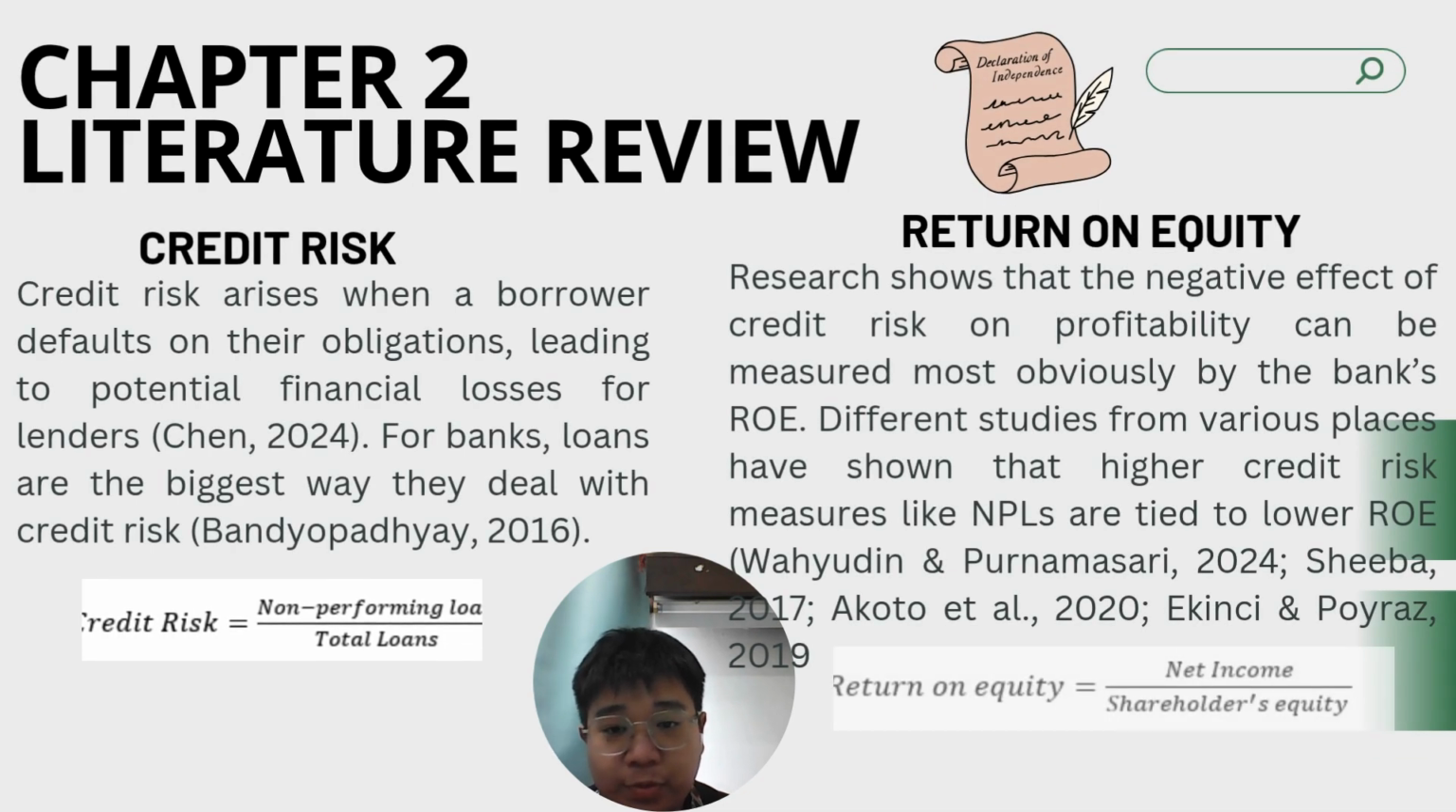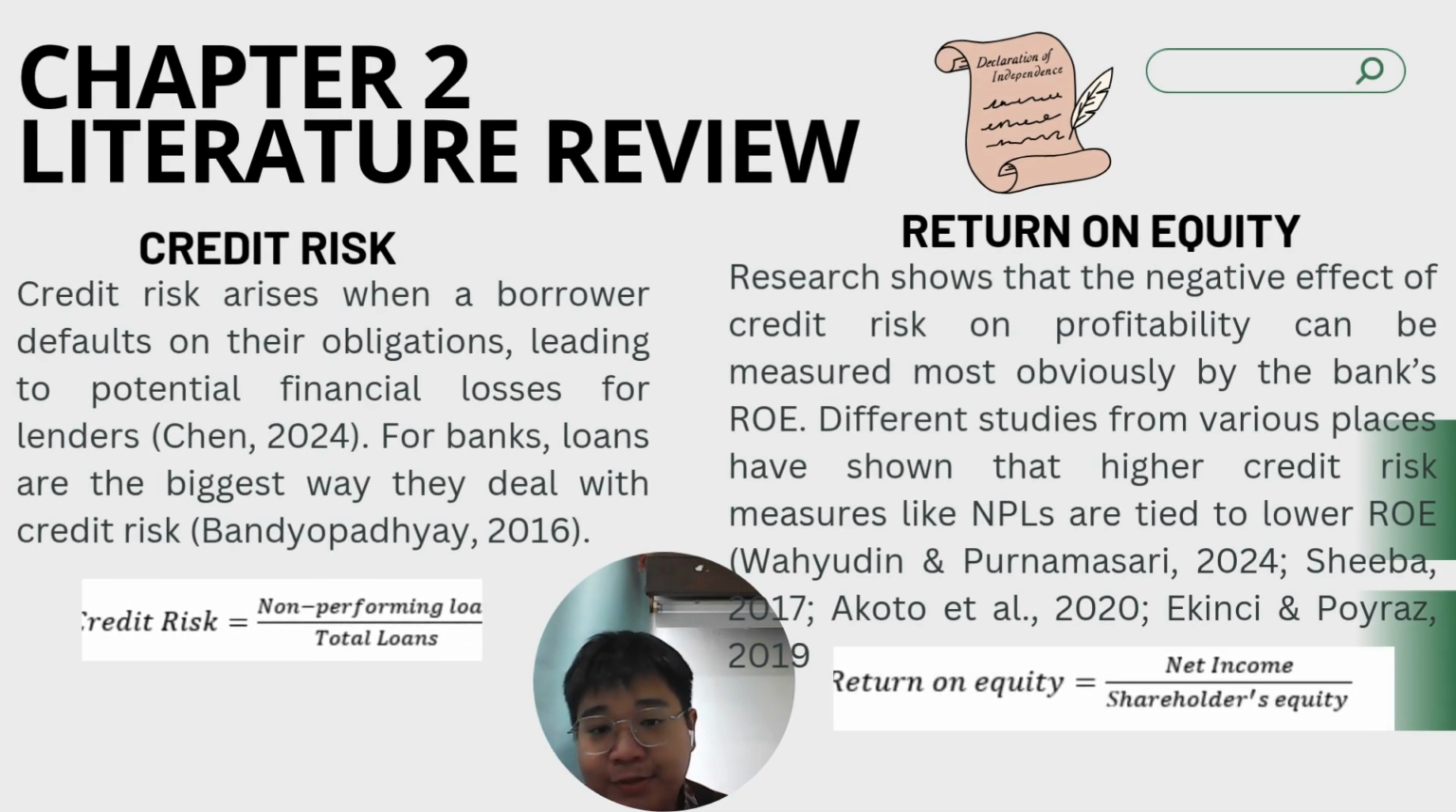For Chapter 2, literature review, credit risk arises when a borrower defaults on their obligation, leading to potential financial losses for lenders. For banks, loans are the biggest way they deal with credit risk. The formula for credit risk is non-performing loans divided by total loans. For return on equity, research shows that the negative effect of credit risk on profitability can be measured most obviously by the bank's ROE. Different studies from various places have shown that higher credit risk measures like NPLs are tied to lower ROE. The formula of ROE is net income divided by shareholders' equity.